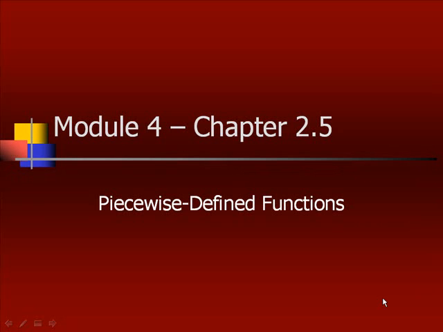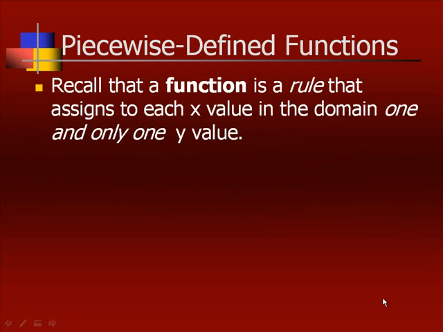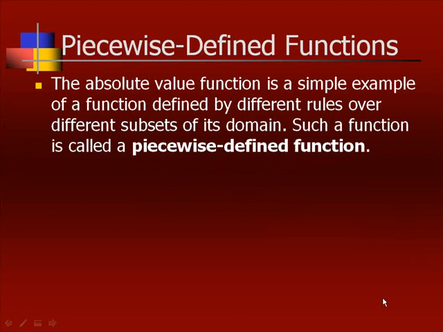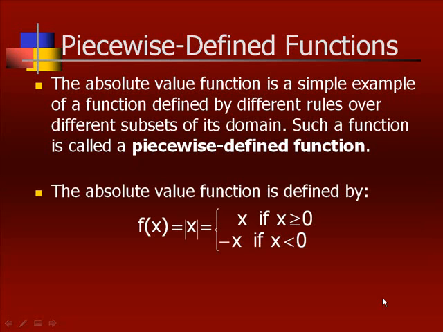Module 4, Chapter 2.5 is Piecewise-Defined Functions. Recall that a function is a rule that assigns to each x value in the domain one and only one y value. The absolute value function is a simple example of a function defined by different rules over different subsets of its domain. Such a function is called a piecewise-defined function.